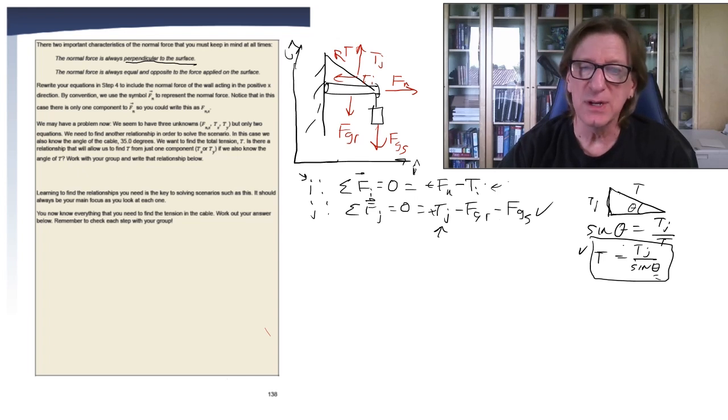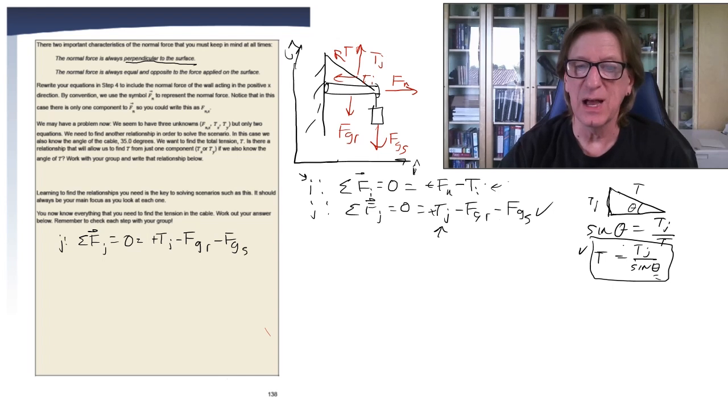All right, so we're only going to deal with the J hat component. So I know that the sum of my forces in the J direction is going to equal 0 because they're in equilibrium. That statement right there, that sum of forces equals 0, means it's in equilibrium. And then I'm going to have plus Tj minus F of gr minus F of gs. Well, I know F of gr and I know F of gs, so I just wrote those down in my symbol list. So we're going to solve this for Tj.